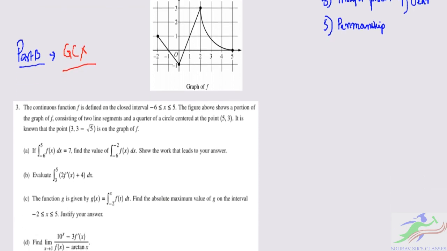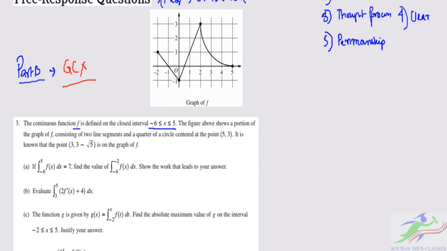Question 3 first says the continuous function f is defined on the closed interval -6 ≤ x ≤ 5, and the figure above shows a portion of the graph of f consisting of 2 line segments and a quarter of a circle centered at the point (5, 3). It is known that the point (3, 3 - √5) is on the graph of f. We will solve the question part by part. This is part A.